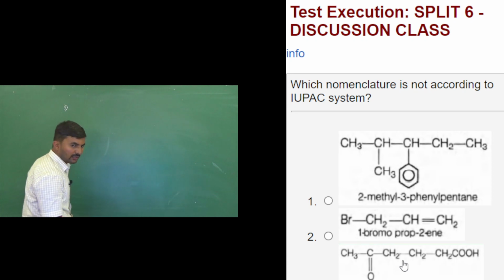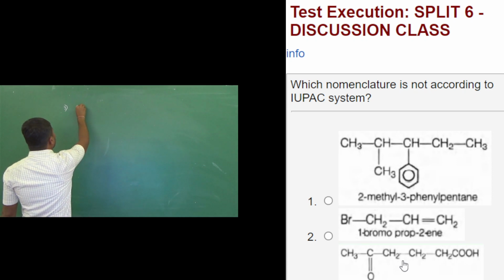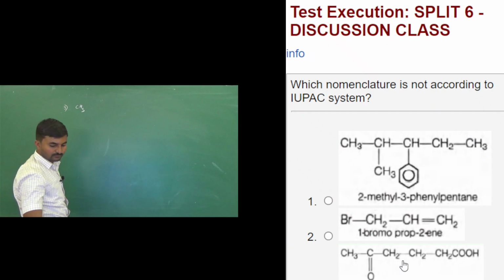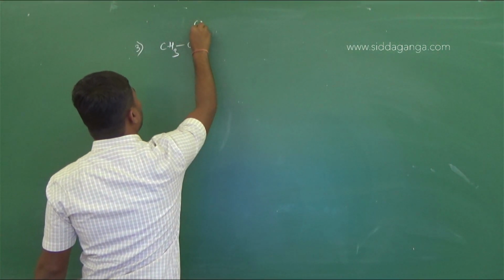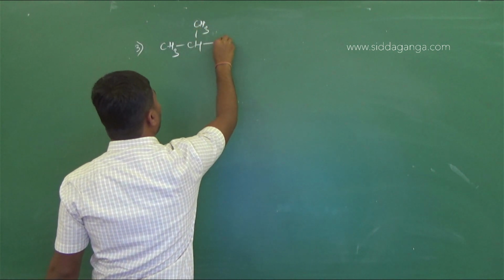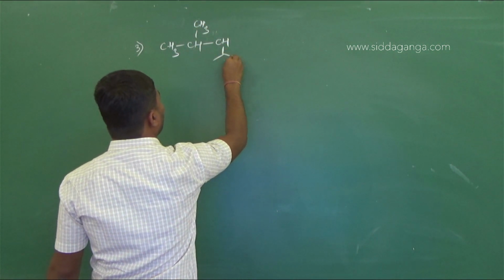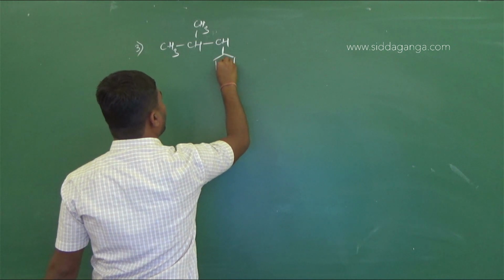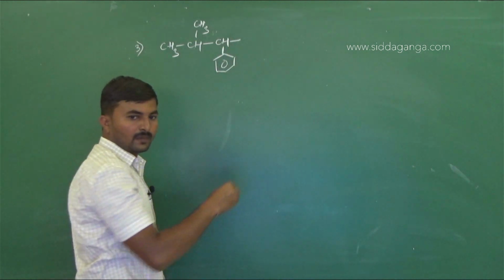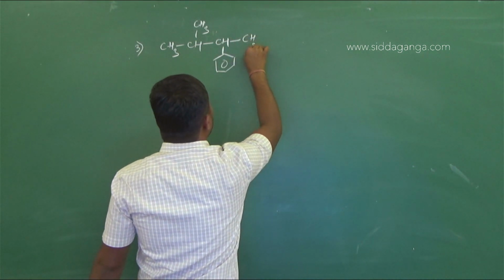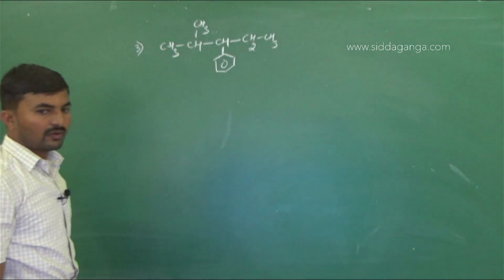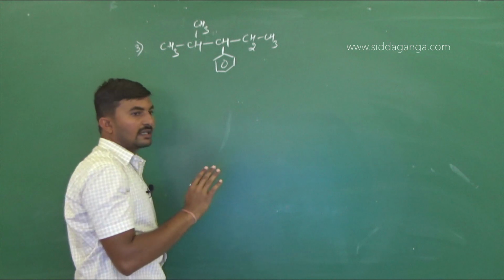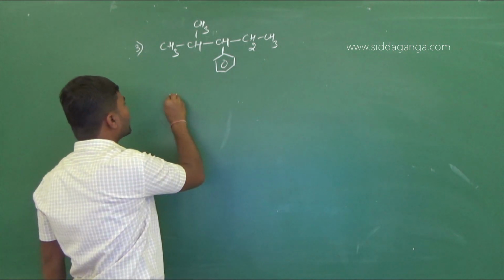So first one, in which CH3, CH, CH3, CH, a phenyl group, followed by CH2 CH3. So this is the first structure. We have to check whether this particular structure is correct with its IUPAC name or not.